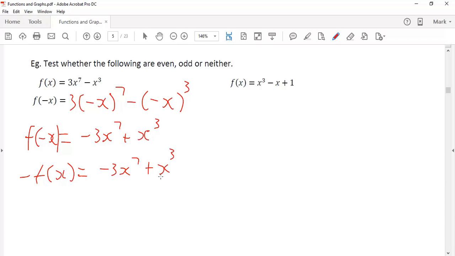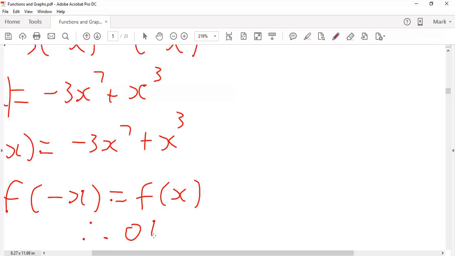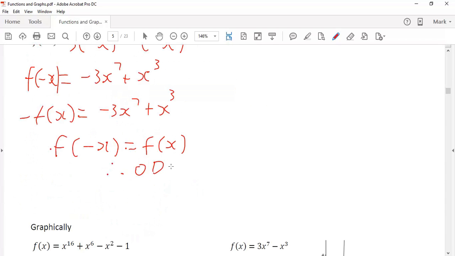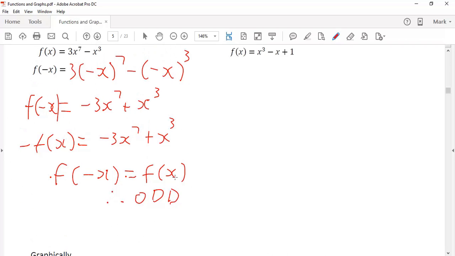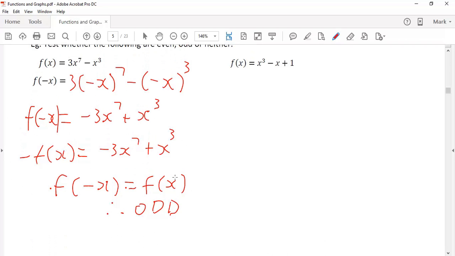You can see now that they're the same. So that means that f(-x) equals -f(x). Therefore it's odd. It's important that you write a concluding statement for these. You guys can try the next one.